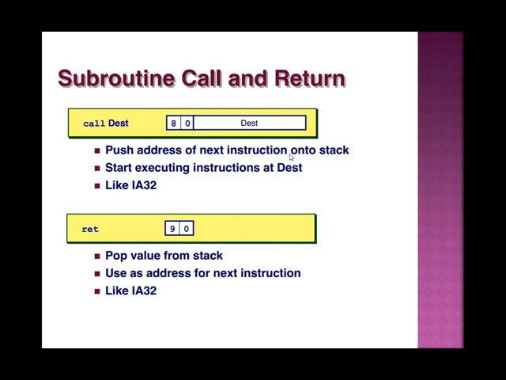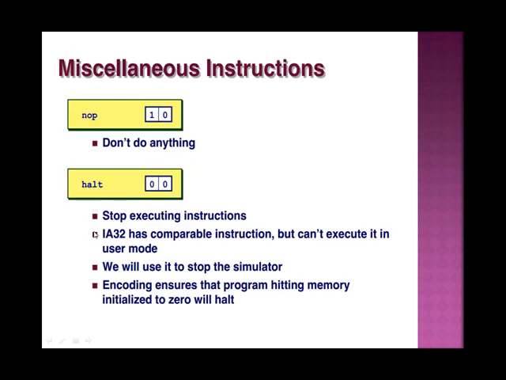Then next is your RET, that is return, encoded as 90, which is removing the value from the stack. First of all, call is used for inserting or pushing the addresses, then return is used for popping the value or retrieving the value from the stack. Then next it uses an address for the next instruction, as in IA32. This is used for calling and this is used for returning.